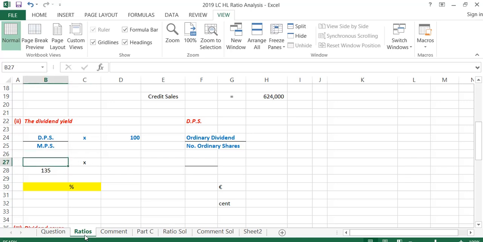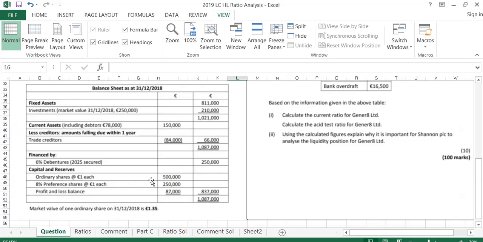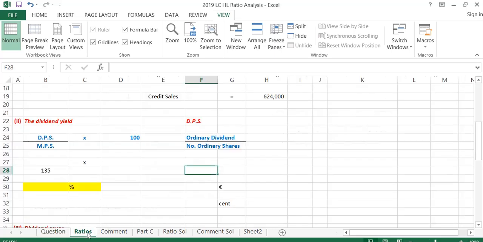Now, the dividend per share is a separate ratio we need to calculate on its own. So over here, we're going to work out the dividend per share. Now, the formula for dividend per share is ordinary dividend over number of ordinary shares. Now, the number of ordinary shares is easy. We're going to just get that from the balance sheet. The number of ordinary shares are 500,000.